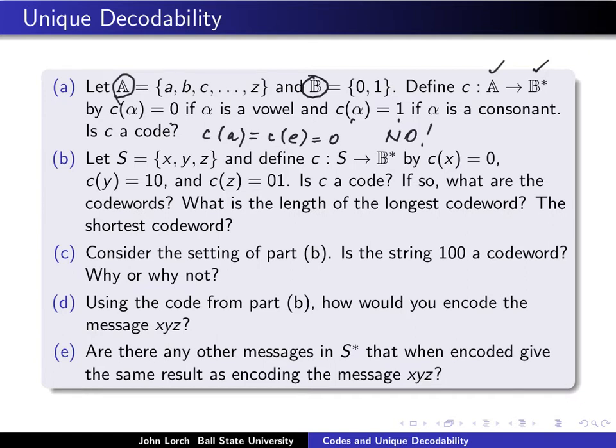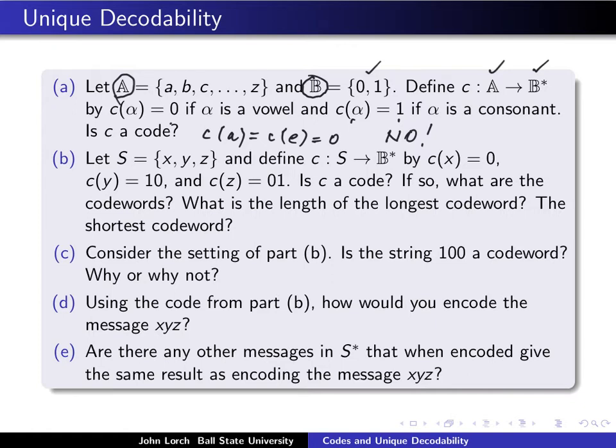Okay, in the next question, we have our alphabet S consisting of the three letters X, Y, and Z, and we're going to define another function C from S into B star, where B again consists of the symbols 0 and 1. And we're going to let it be defined by C of X equals 0, C of Y equals the string 1, 0, and C of Z is the string 0, 1. So is this C a code? And if so, what are the code words? What's the length of the longest code word? What's the length of the shortest code word?